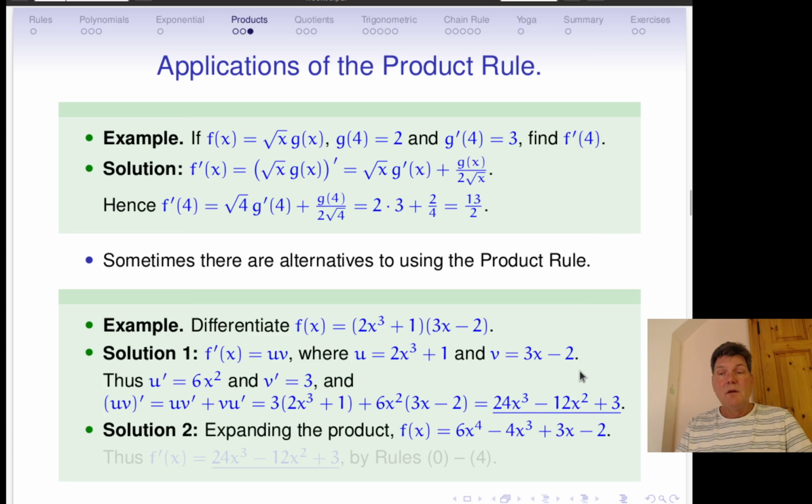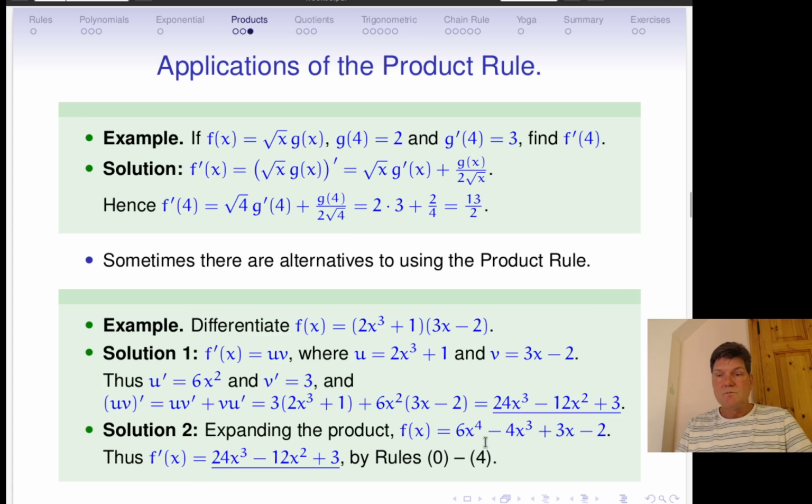Or, wait a minute, we could expand this product, multiply everything in the left term with everything in the right term, to find that f of x really is a polynomial, 6x to the 4 minus 4x cubed plus 3x minus 2, and we can compute its derivative by rules 0 to 4 as 24x cubed minus 12x squared plus 3. 24x cubed being the derivative of 6x to the 4, 12x squared the derivative of 4x cubed, and the 3 here the derivative of 3x minus 2, as the derivative of the constant is 0.